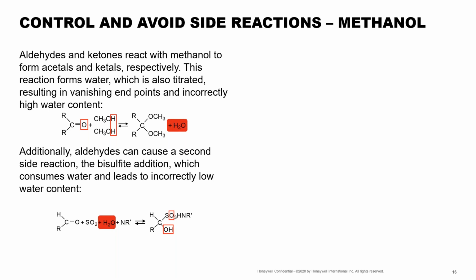First, we're going to dive a little bit deeper into the ways that we can control and avoid these side reactions that occur with methanol. So we're going to focus mainly here on aldehydes and ketones, which were the first two categories that we mentioned on the previous slide. These two sample types will react with methanol to form acetals and ketals, respectively. This reaction forms water. So you can see this first reaction on the screen here. We have a ketone that's reacting with the methanol present in our reagent system, and that's actually forming water.